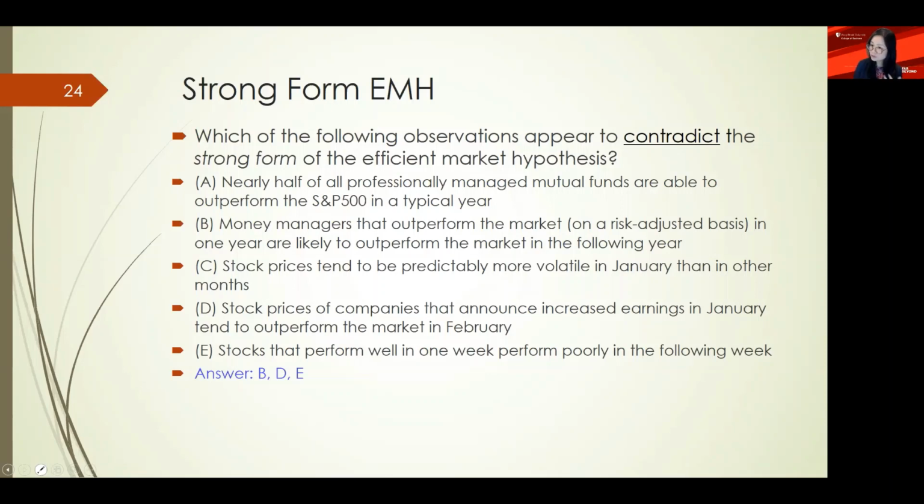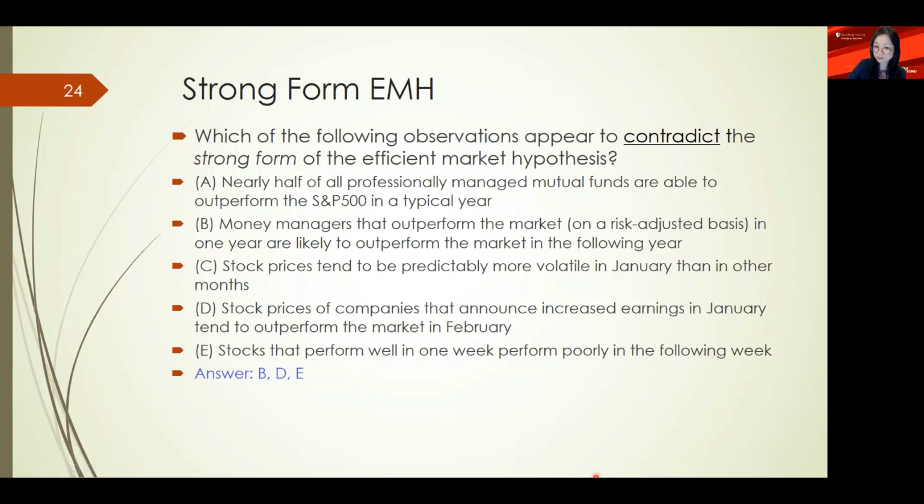Okay, so this is only conceptually where we look in order to find evidence refuting the strong form EMH. But let's look at the data. What does the data say to us?